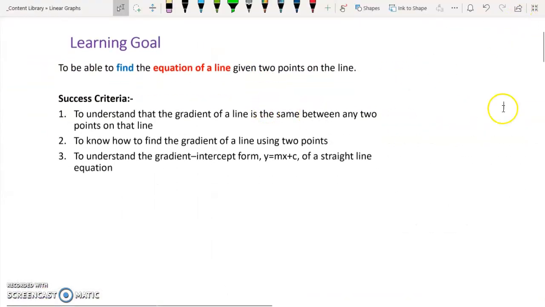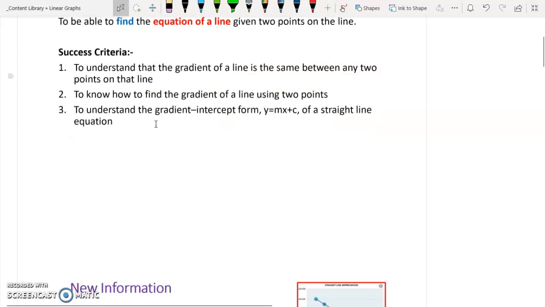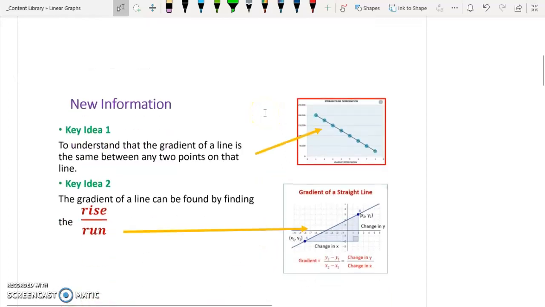Alright, so today, guys, we're going to look at finding the equation of a line given 2 points. To do that, we need to understand that the gradient of a line is the same between any 2 points on that line. So it's always constant. We want to know how to find the gradient of a line and to understand the gradient-intercept form, y equals mx plus c, of the straight line equation. That's very important, so we're going to work on that today.